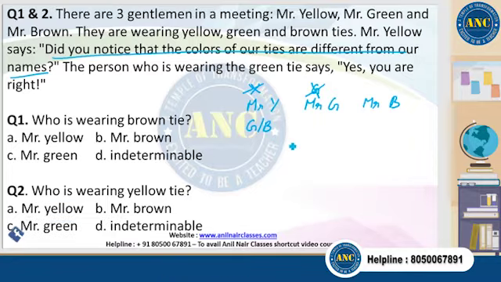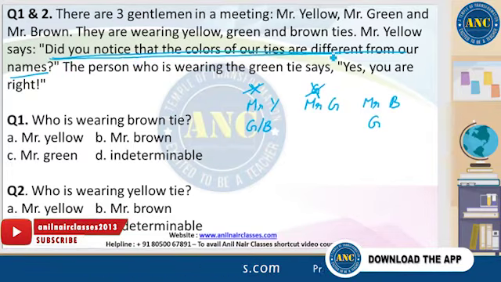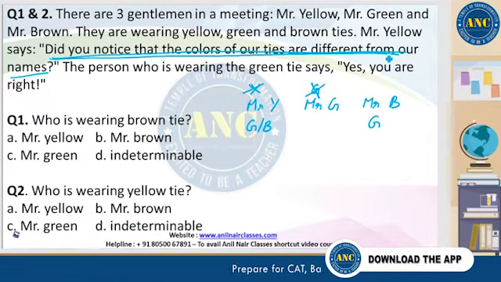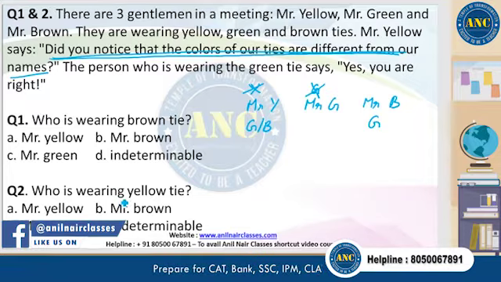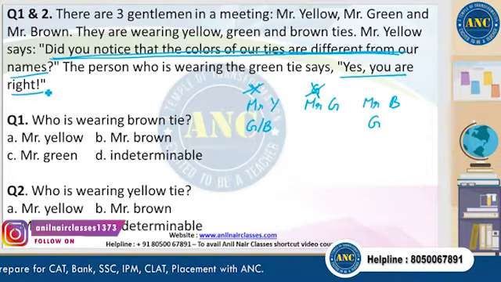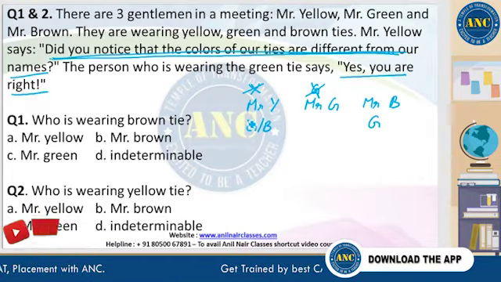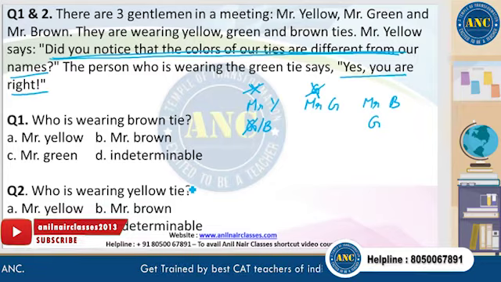Could it be Mr. Yellow or Mr. Brown? Now it's pretty obvious when Mr. Yellow asks a question like this, did you notice that the colors of our ties are different from our names? Definitely Mr. Yellow cannot answer to himself, yes, you are right. Somebody else would answer to Mr. Yellow. That means Mr. Yellow's necktie color is also not green.